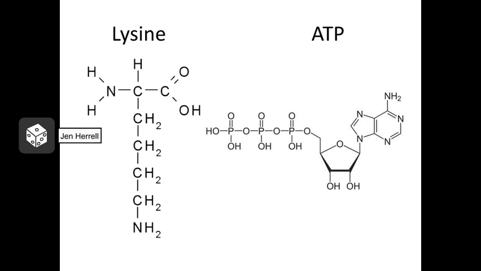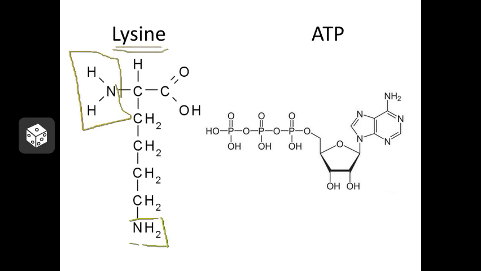Here are a couple of examples of molecules that contain amine groups. On the left we have lysine again, that's an amino acid. So the name amino acid should tell you that there's an amino group. And it's located right here. There's NH2. If you look closely, it also has one on the end of its carbon tail down here. There's an NH2 as well.